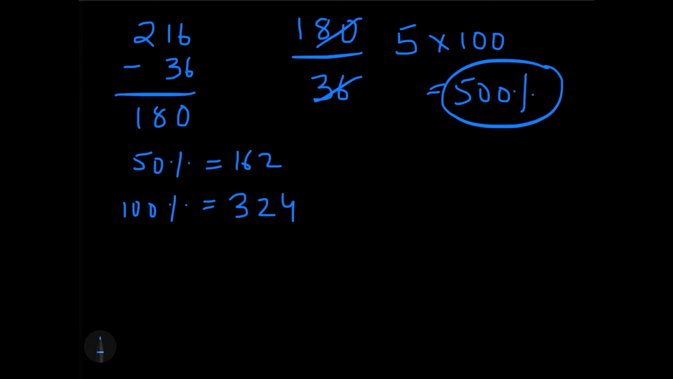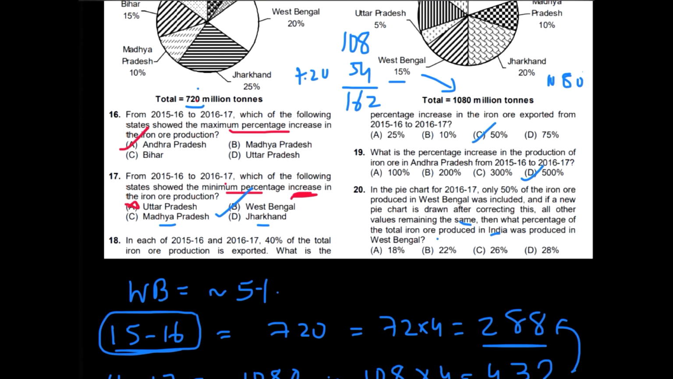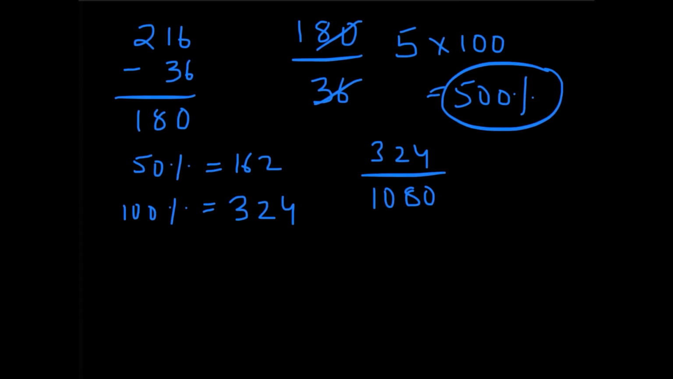But generally the mistake which people make is they compare 324 with 1080, which was the old value at the top. If you go and check, this was the old value of the total over here. But if I am increasing 162 million tons in West Bengal, will that not also account for an addition of 162 in the total? Yes, of course it will. So I need to add 162 in the denominator and then multiply it with 100 to get the approximate percentage.